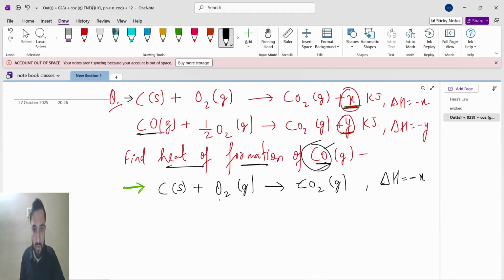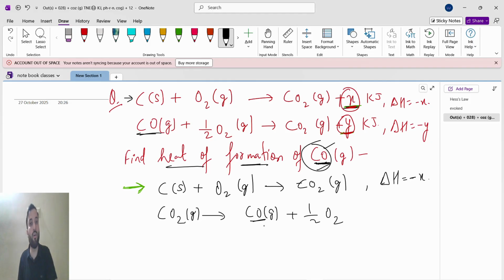So reverse means this CO2, in the gaseous form, gives CO in the gaseous form plus half O2. Now you can see formation of CO means formation is product, so on the product side we want the CO. We can see on the product side we got the CO.